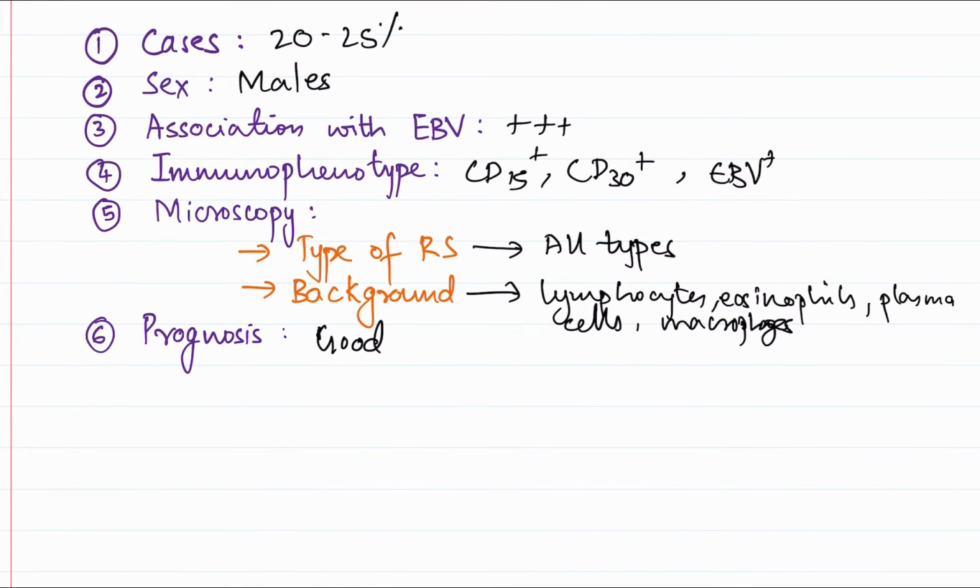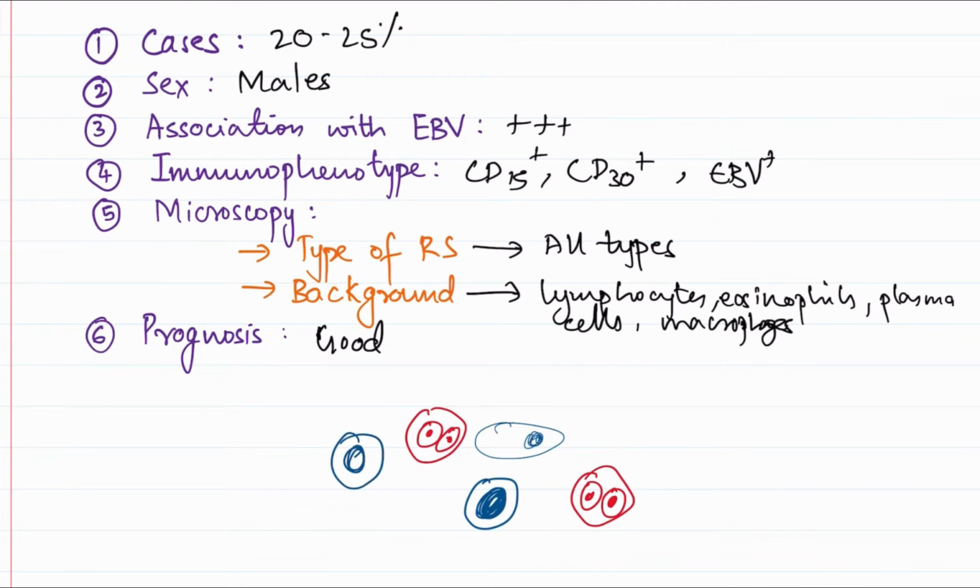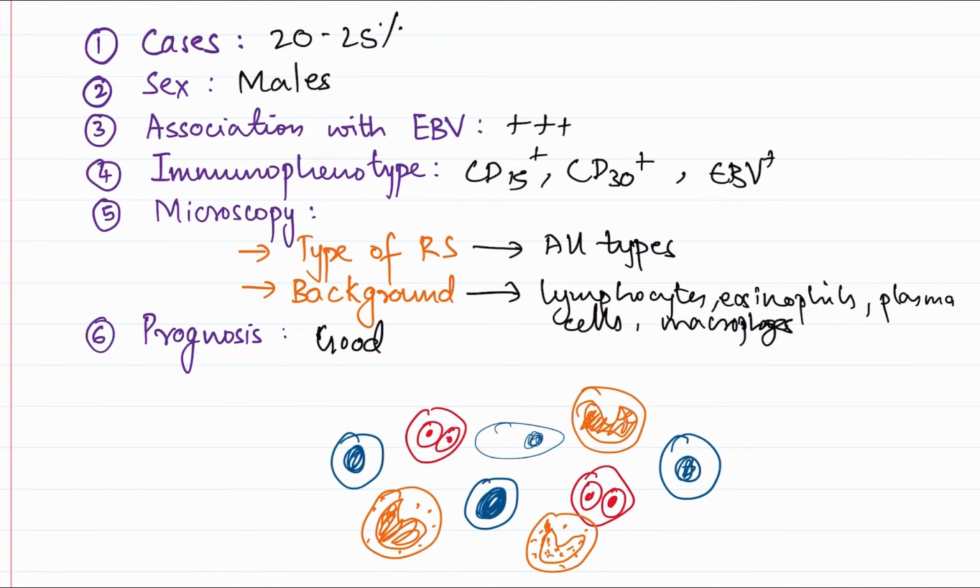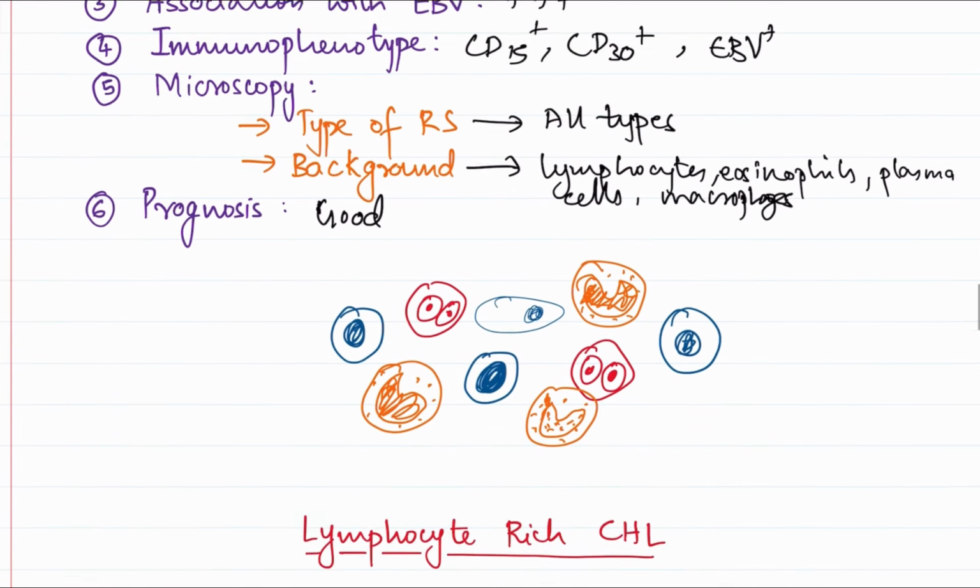So how will we look? We know that there will be different types of Reed-Sternberg cells, mainly the classic cell. There won't be the nodular type. And then we'll have plasma cells. On a background, we'll have the reactive lymphocytes. We'll also have eosinophils in the background. So that's about mixed cellularity CHL.